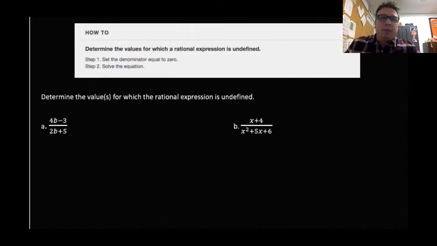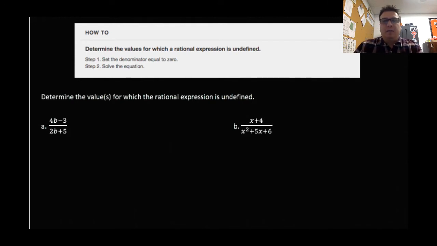First off, if we want to determine the values for which a rational expression is undefined, I first have to take a look at the denominator and figure out what values will make that denominator 0, because we know mathematically we cannot divide by 0.